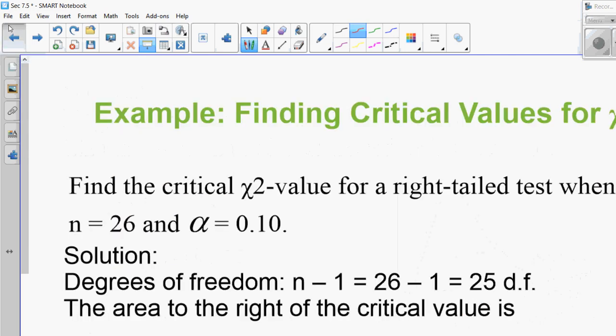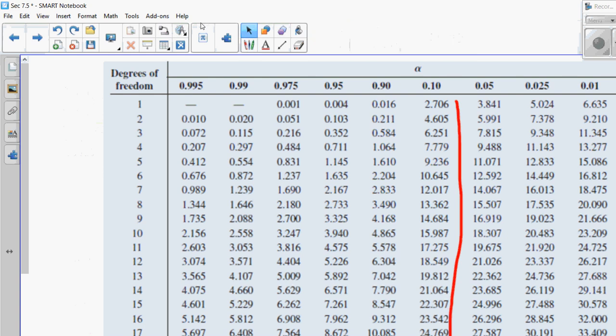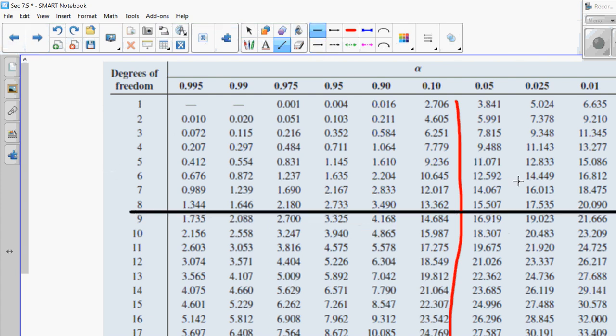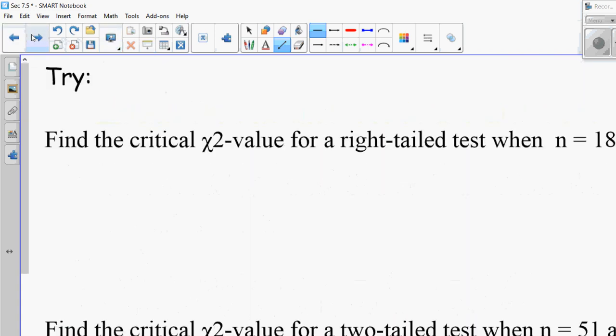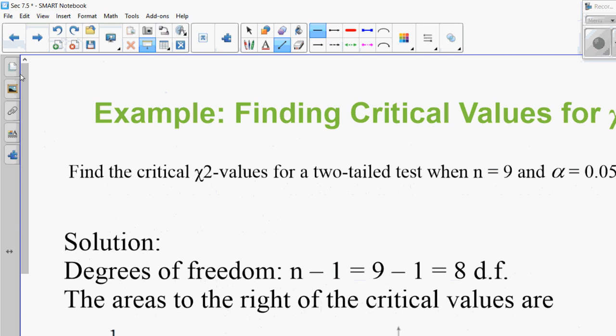If we go back to our chart, our degrees of freedom was 8. So if we look at our line of 8, and we have our 0.025, which is 17.53, and then our 0.975 is 2.18. Remember, these always add up to 1. So once we find our values, what do we do next?